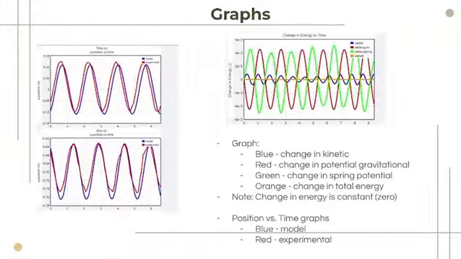So these are the resulting graphs outputted from GlowScript using the Tracker data. In the graph to the right, you can see that blue is the change in kinetic, red is the change in gravitational potential, green is the change in spring potential, and orange is the change in total energy. And as a note, you can see that the change in total energy is constant at 0, which is the orange line. And for the position versus time graphs to the left, you can see that blue is the model and red is the experimental.